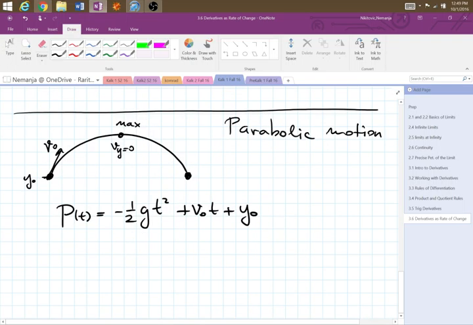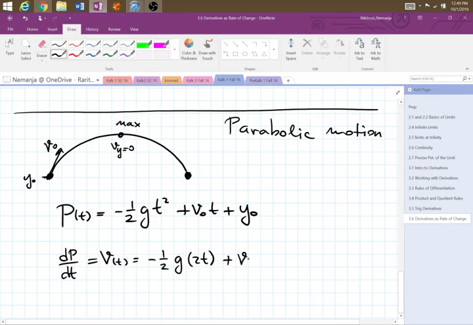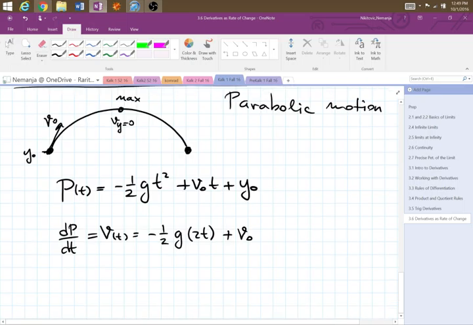So now I have a position function. I can take the derivative of it. Let's take the derivative, see what happens. And the derivative is clearly taken in terms of time, which is going to give me velocity function. So the derivative of t squared is 2t. So I have negative 1/2 g times 2t plus v0, derivative of t is 1, and then the derivative of a constant y0 is just 0.